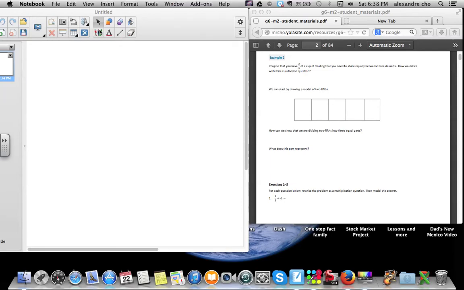So let's see if we can. I know it's Saturday, really nice outside, but it's going to be cold tomorrow. So hope you guys enjoyed the day. Here we go. Page 2.